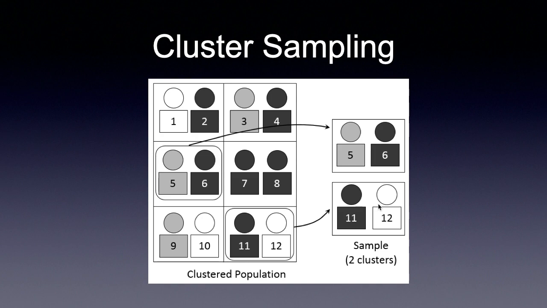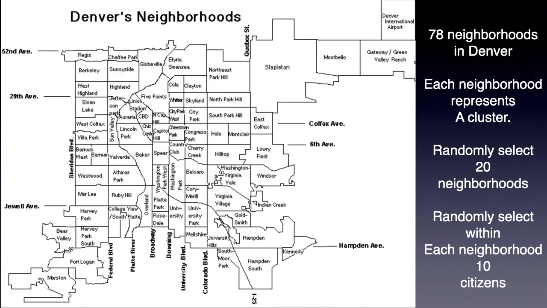So let's take another look at a practical example here. In this example, the mayor of the city of Denver is interested in whether or not the city of Denver should be a sanctuary city. So he is interested in taking a look at the citizens in the city of Denver, but the city of Denver is really huge, but it can be broken down into these 78 neighborhoods.